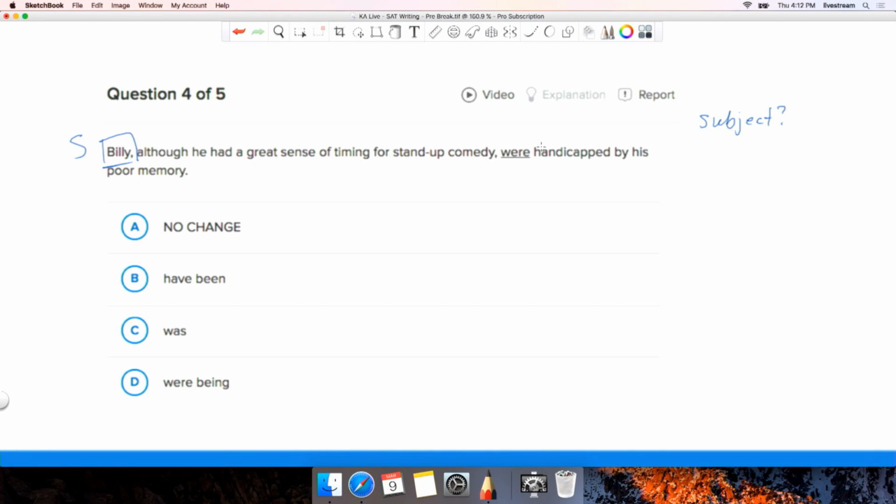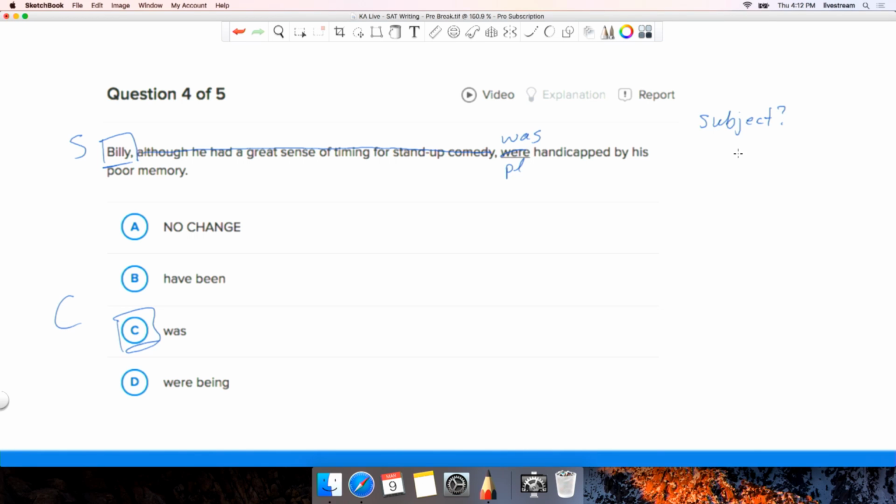The other thing I can do here is simplify, and cross this whole part out. I know what the subject is, I know what the verb is, so then I have Billy were handicapped by his poor memory. You can tell were does not agree, because that's plural and you want it to be singular, so this should be was. Billy was handicapped. And so then you can do that.